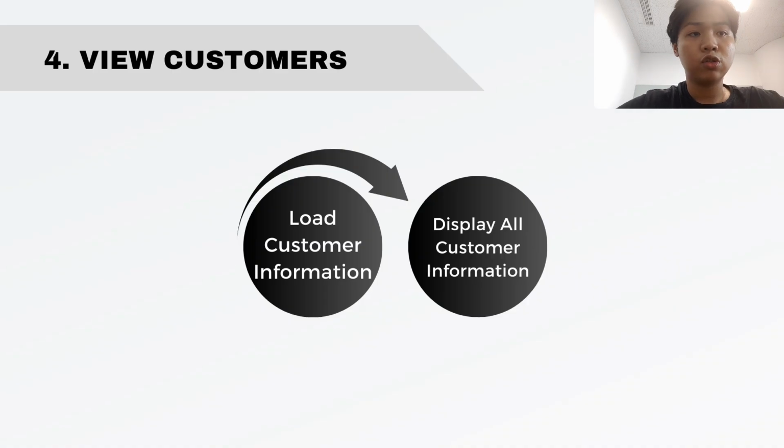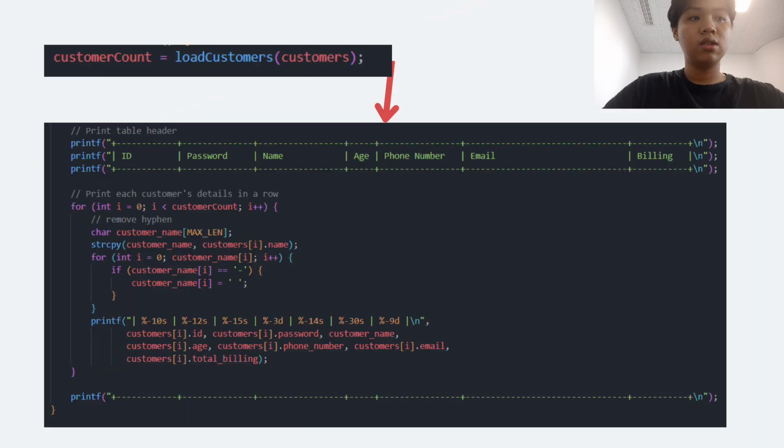So the fourth function is to view the customer. It will start by loading the customer from the customer.txt. After that, it will display all the customer information, including name, ID, password, email, age, phone number, and the total billing of the customer. So here is the code for viewing a customer. The first code is to load the customer from the customer.txt. After that, the next code is to display all the customer information using a for loop.